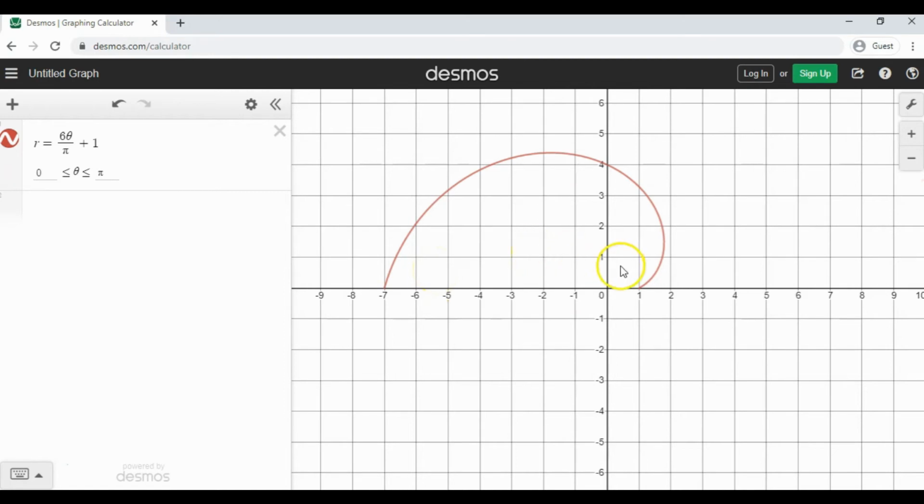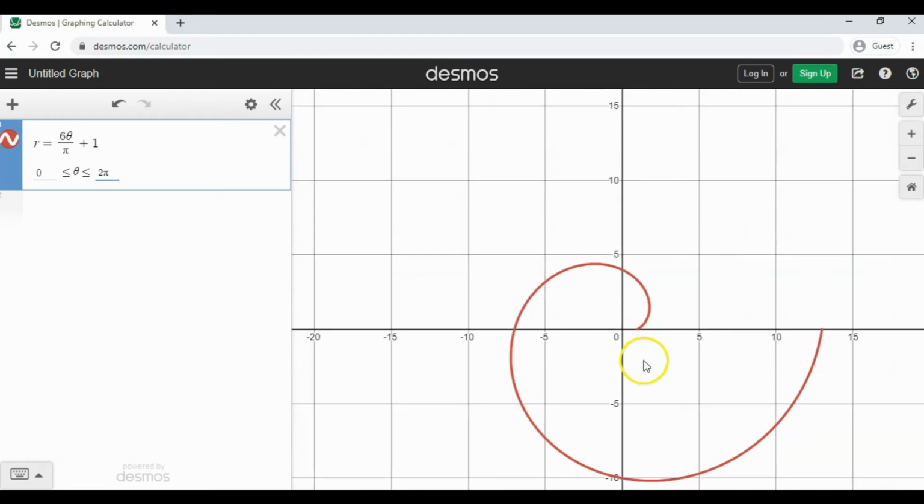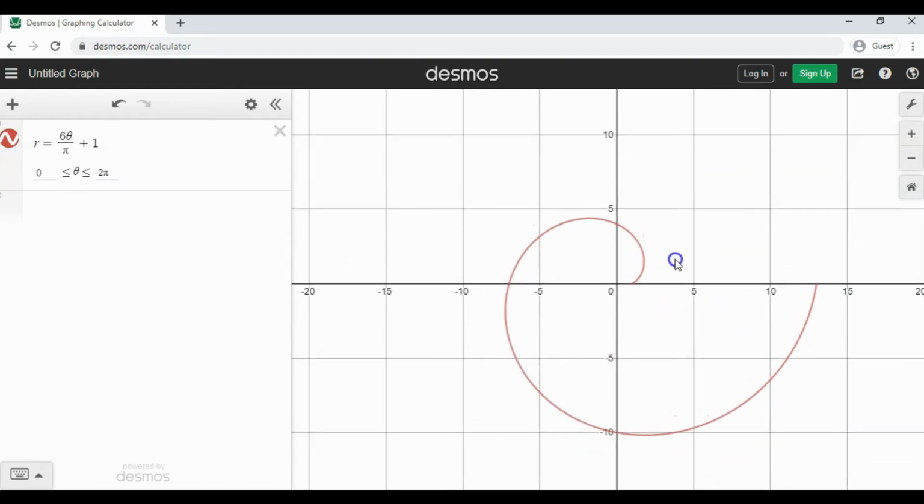So this is a polar graph. And if we extended it, let's say we went out to 2 pi, so I'm going to put a 2 pi on here, this is what it would do. You can see that it would go all the way back to the x-axis, and this is what we call a nautilus. And so this is a typical polar graph, or one example of a polar graph.